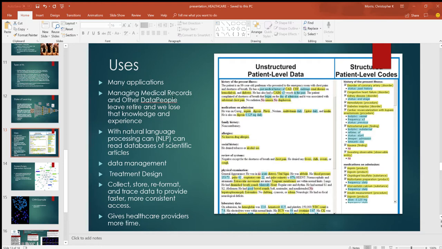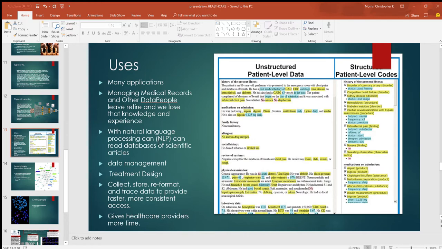One of the things that we can use is that they can help to manage medical records and organize data from people. If you're a healthcare provider with a lot of patients, and most patients have a lot of data, it can help organize that data. It can even help to collect, store, and reformat the data. It could help to design treatments, and help the doctor, the healthcare provider, whoever it is, give a good patient outcome history, or decide the best patient care that they can give them.